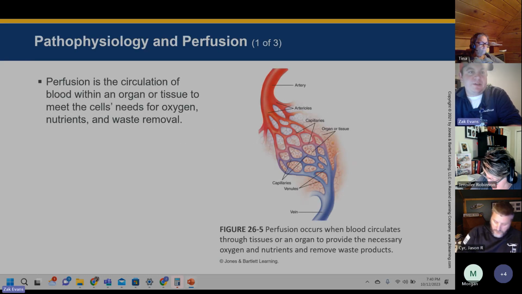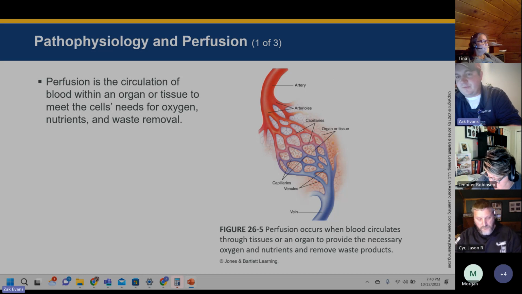Perfusion is the circulation of blood within an organ or tissue to meet the cell's needs for oxygen, nutrients, and waste removal. So we need to perfuse our body to get all the nutrients we need, but also to remove that waste.